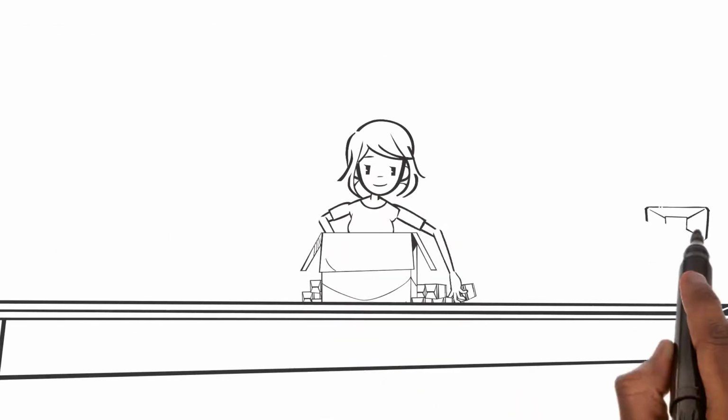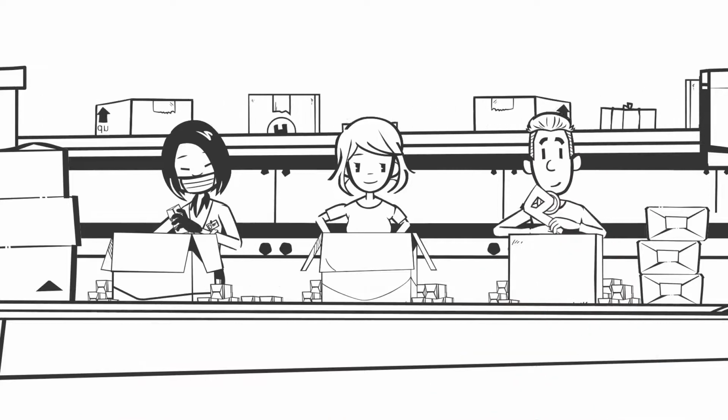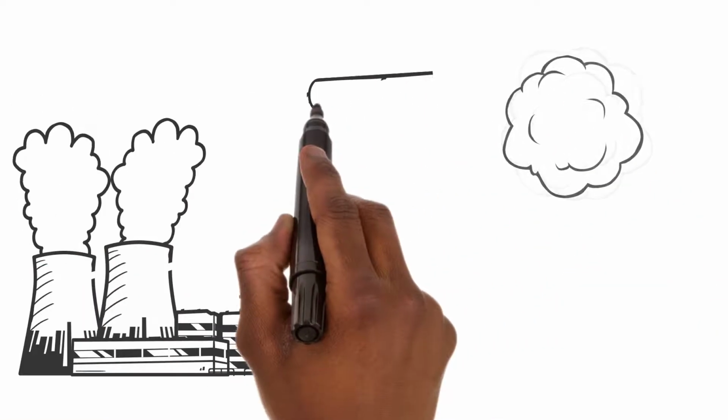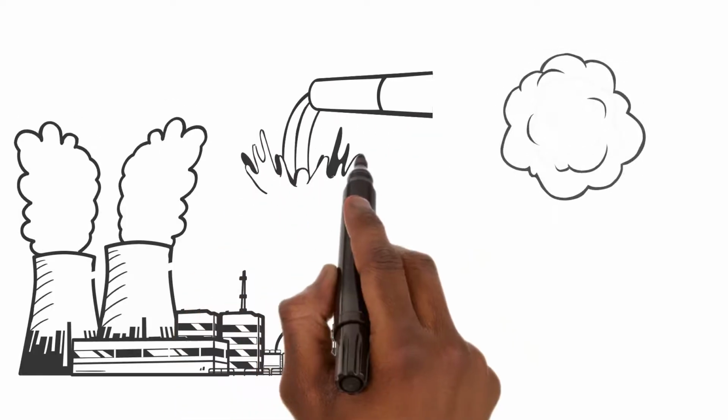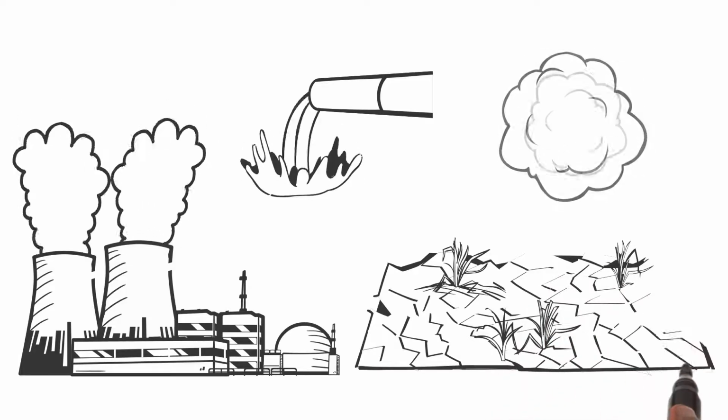However, we must acknowledge that industrialization brought its share of environmental challenges. Pollution became a pressing issue as factories released harmful chemicals into the air and water. Deforestation led to habitat loss, impacting biodiversity.